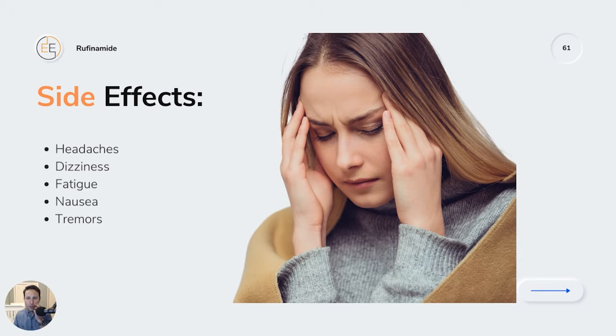Now, side effects for rufinamide are headaches, dizziness, fatigue, nausea, and some tremors. Headaches were reported in 27% of clients. Dizziness was 19% of reported cases, fatigue at 16%, nausea at 12%. So that's 27 for headaches, 19 for dizziness, 16 for fatigue, and 12 for nausea.